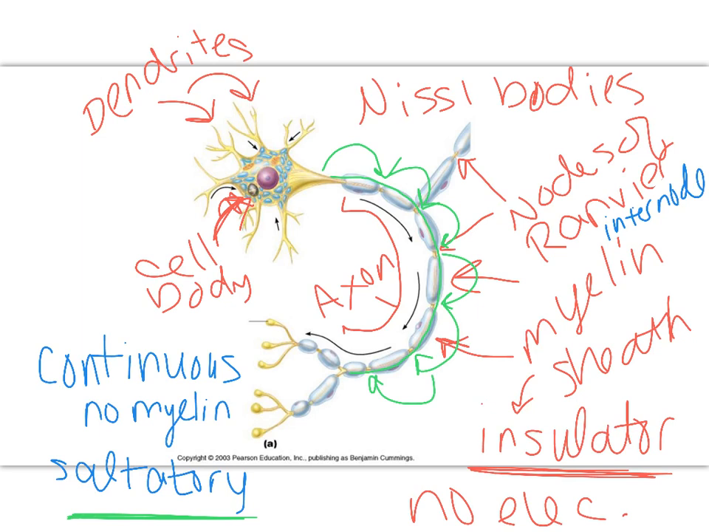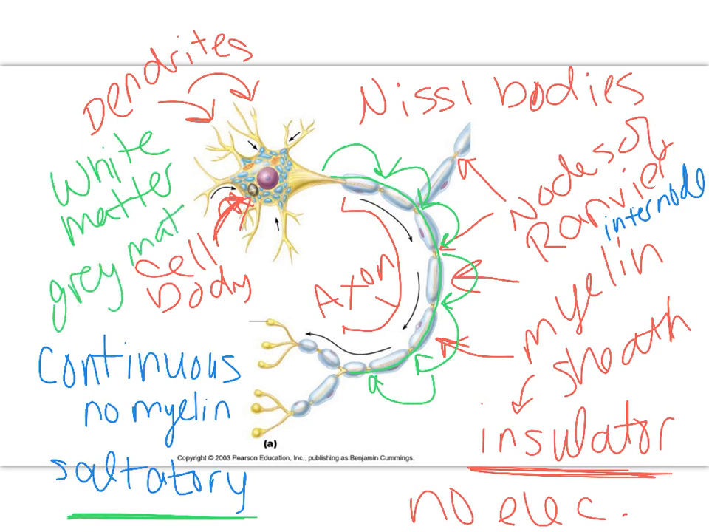The myelinated fibers are called white fibers or white matter, and the unmyelinated fibers are gray matter. So white matter will conduct messages faster because it was myelinated. Gray matter will conduct messages a little bit slower. The myelin is made out of a lipid or a fat.